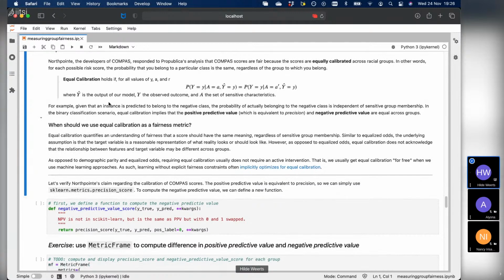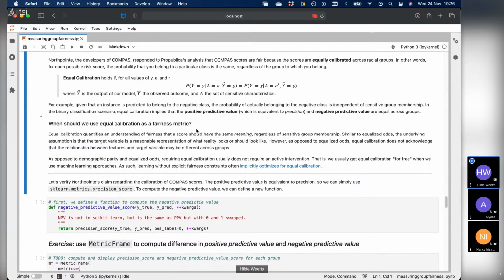So, for example, if you have an instance that is predicted to belong to the negative class, then the probability that this instance actually belongs to the negative class is independent of sensitive group membership. And this boils down to equal, in the binary classification scenario, to the positive predictive value, so that's just precision, and a negative predictive value.